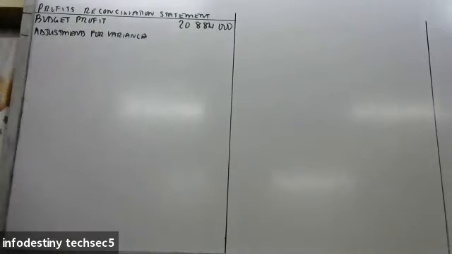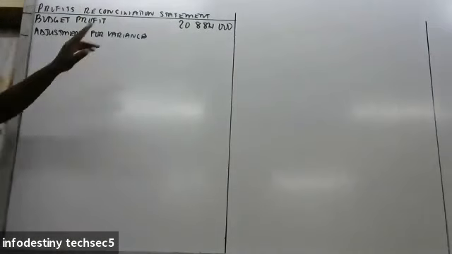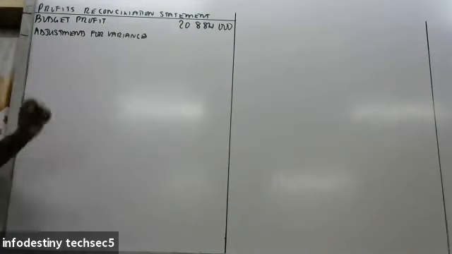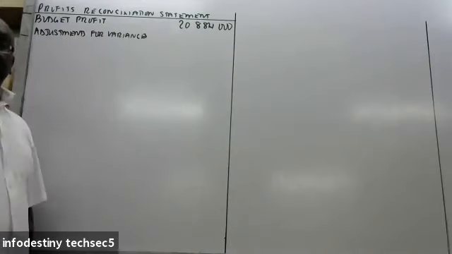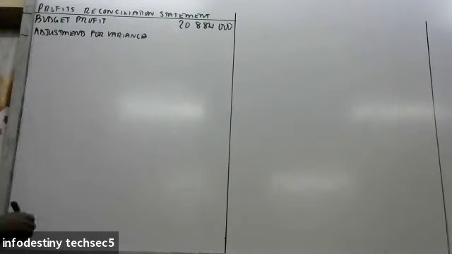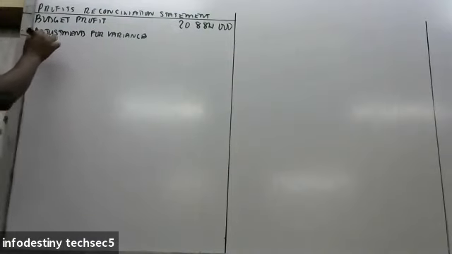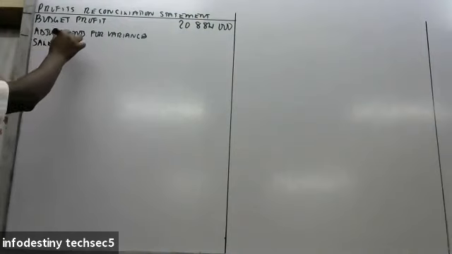We are drawing the reconciliation statement. Budget profit. Now adjustments for variances. So in the adjustments for variances, I told you we always begin with the sales price.